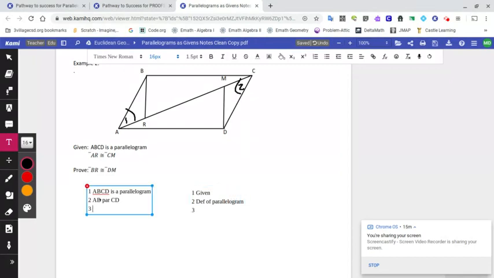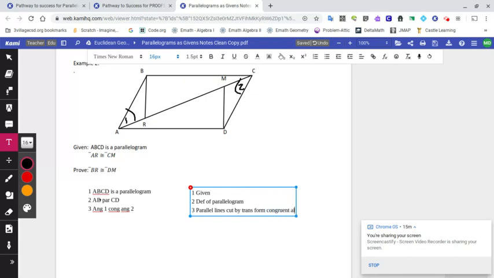Now I can say angle 1 is congruent to angle 2, because parallel lines cut by a transversal form congruent alternate interior angles.